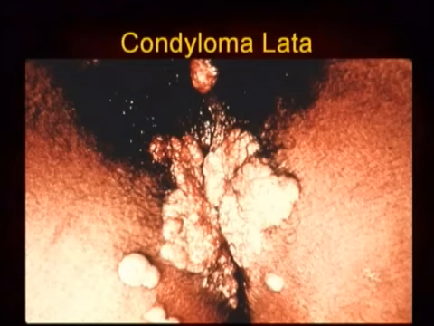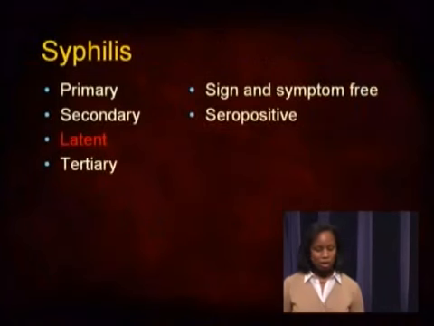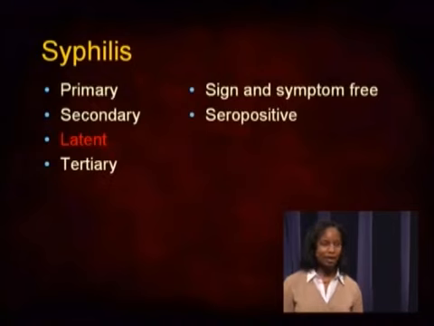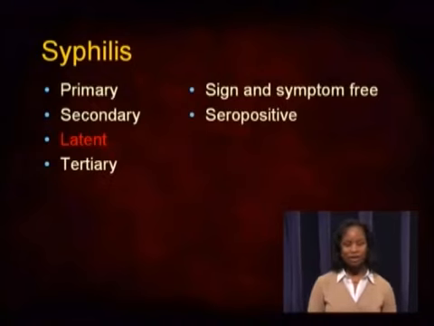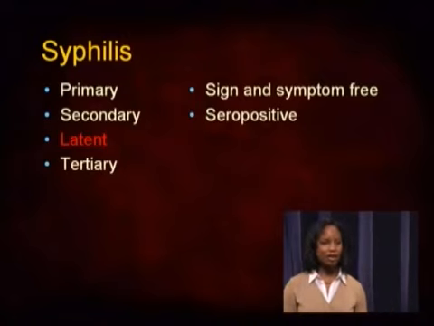Here's condyloma lata, so genital warts with secondary syphilis. Here's a mucus patch, so what we're looking at is kind of a large erosion on this patient's tongue, which is also a feature. And then latent syphilis, so patients get kind of a break here, a time frame where there really are no signs or symptoms, but those tests, the VDRL and RPR, remain positive during this time.